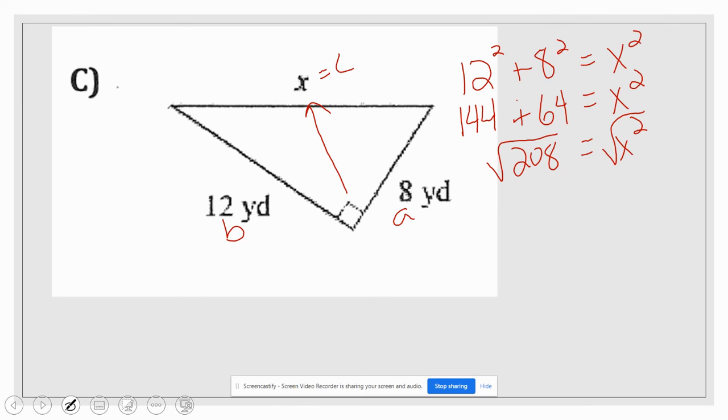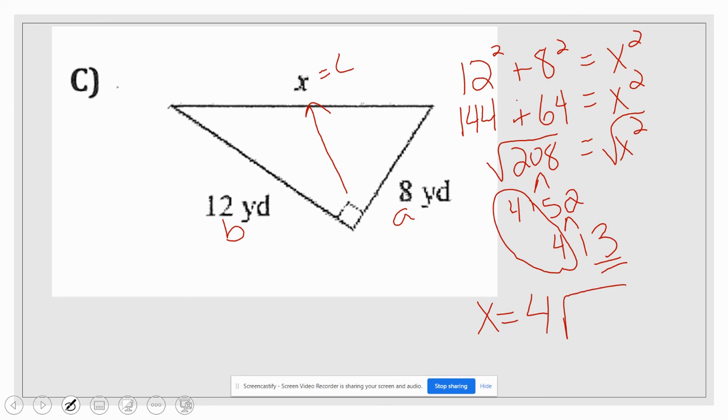You take the square root of both sides. 208 is not a perfect square, but we can probably break this down. I'm going to pull out a 4. That's going to leave me with 52. I'm going to pull out another 4. That's going to leave me with 13. Now remember, you can break those 4s down further, but I have a pair of 4s, and a pair is what I'm looking for. So I'm going to pull that 4 out. 13 stays at home. So my final answer will be 4 square root of 13.